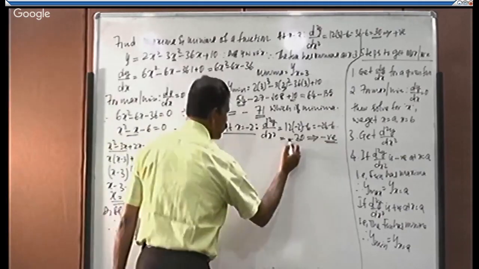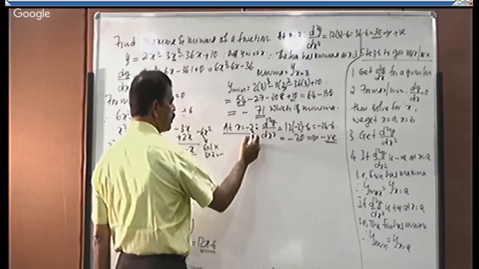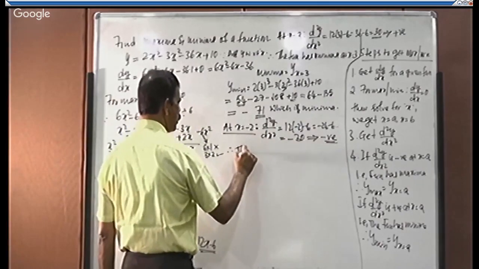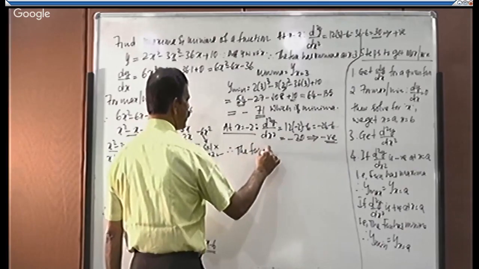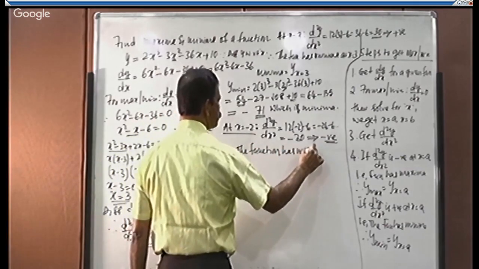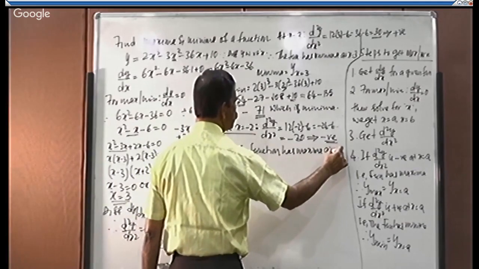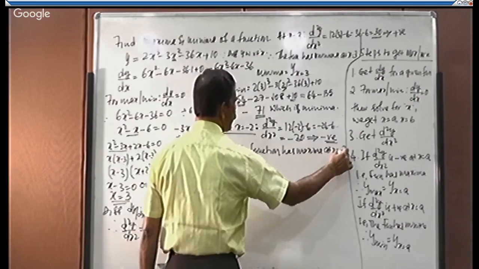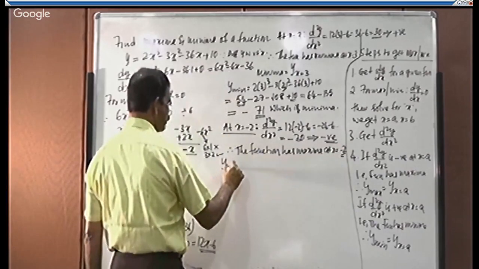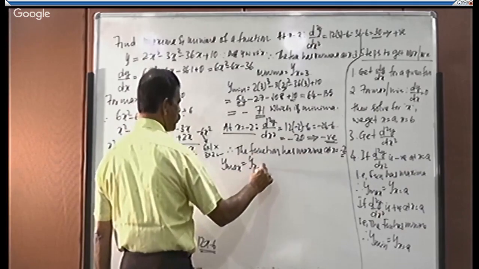So this indicates that if d square y by dx square is negative at a particular value of x, it indicates that the function has maxima at x is equal to minus 2. How will you get maxima? Y maxima is equal to y at x is equal to minus 2.